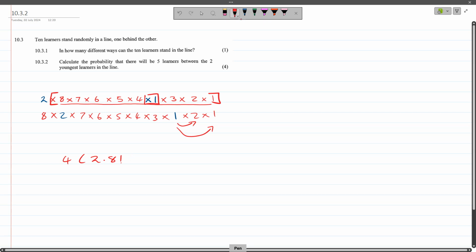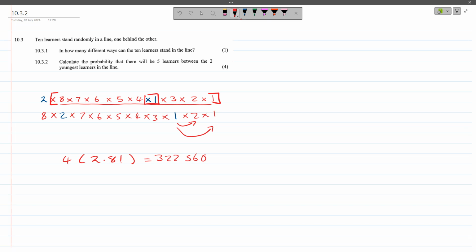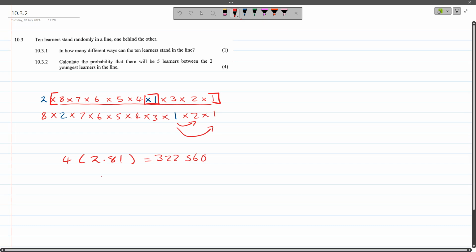So we say that this will be equal to... that will be it. The 4 times 2 gives you 8. 4 times 2 is 8, and 8 factorial, but once you put this in the calculator, you're going to get 322,560.